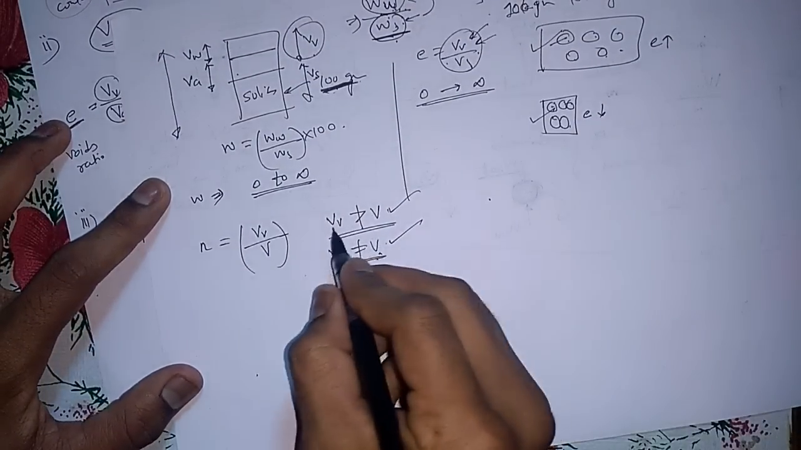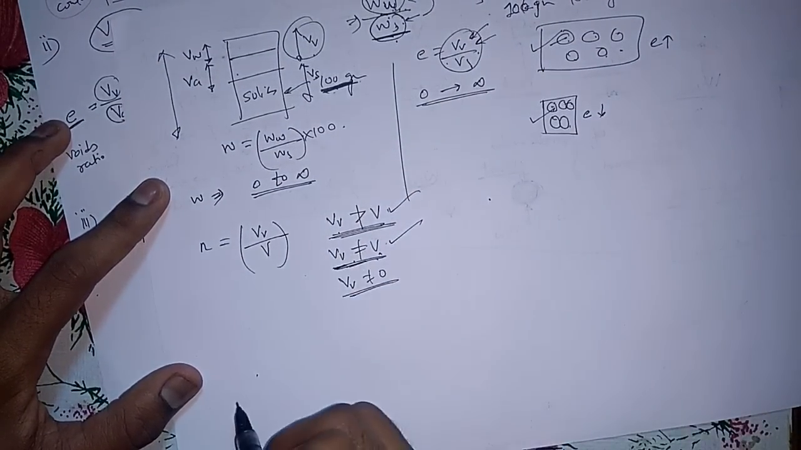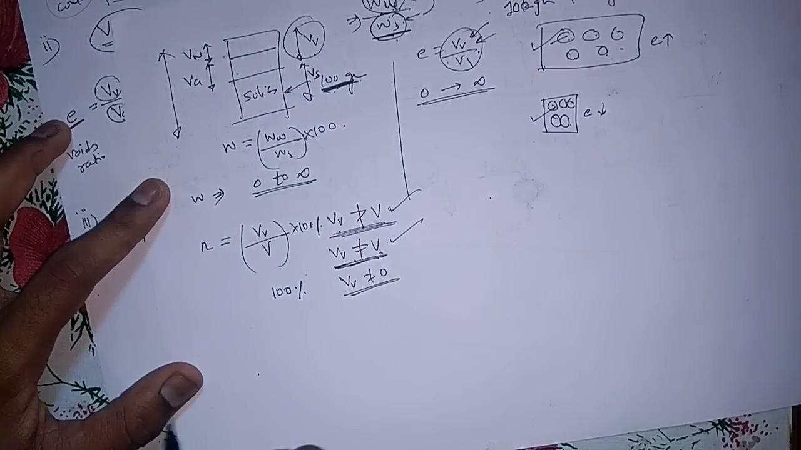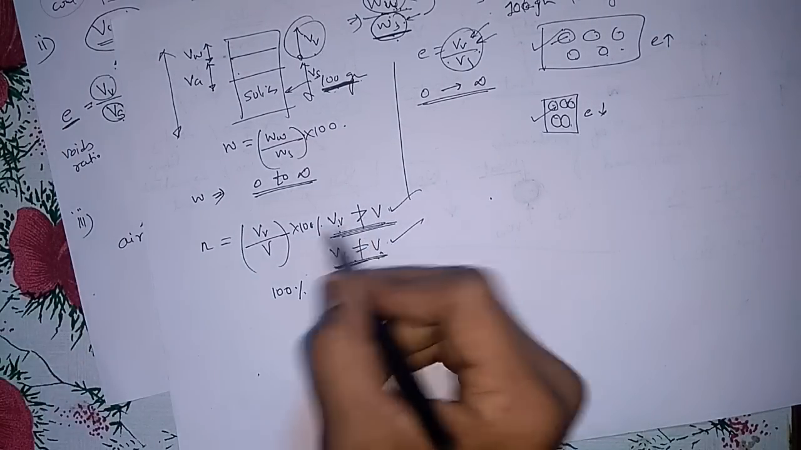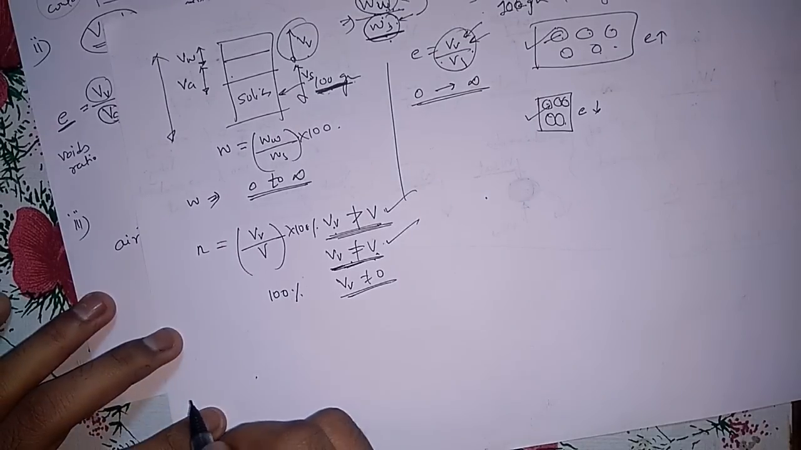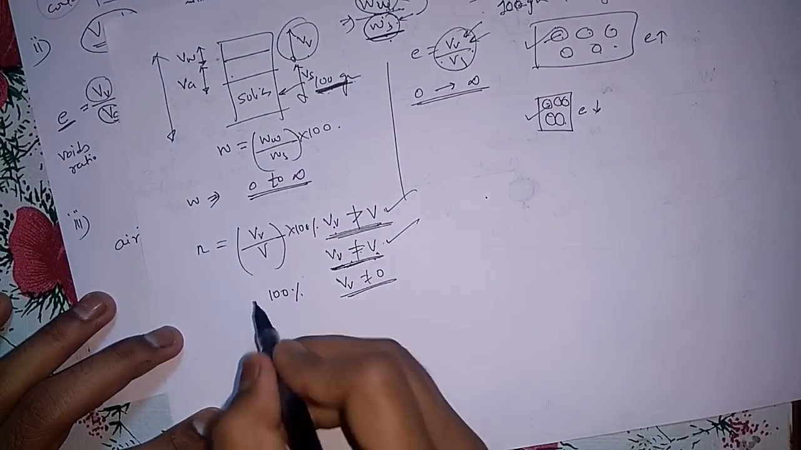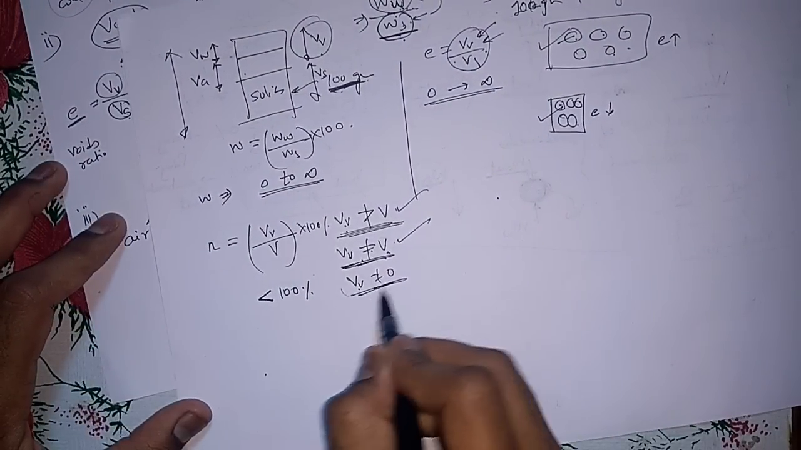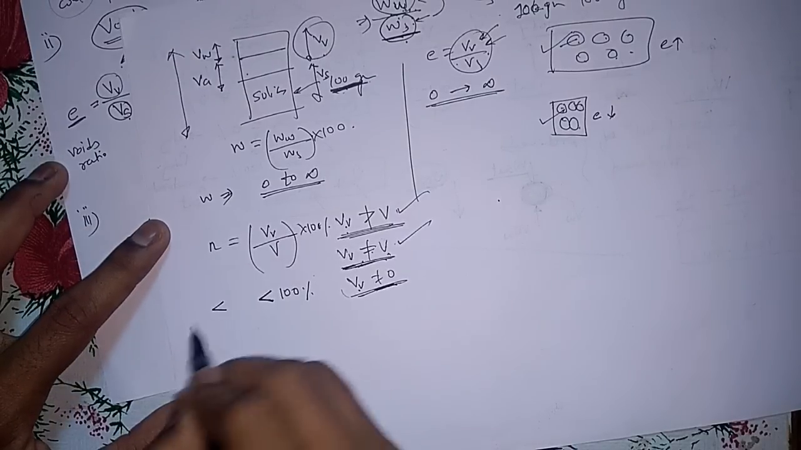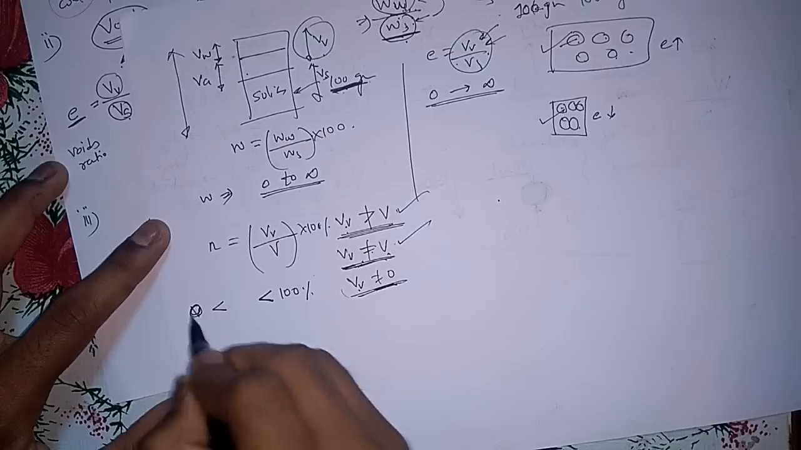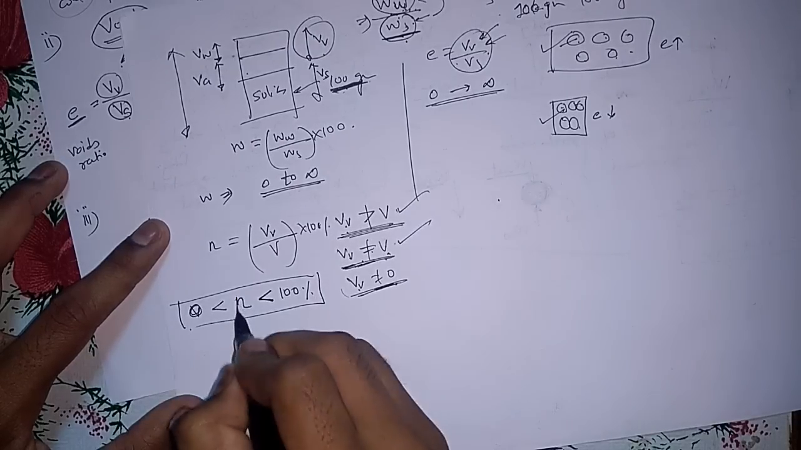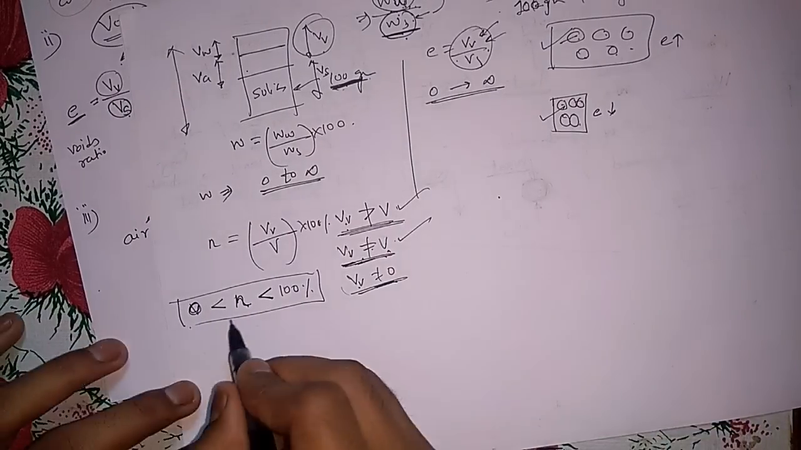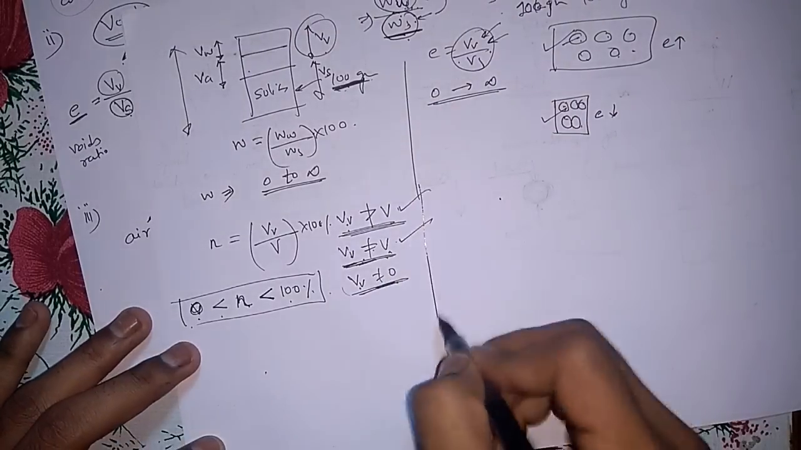So from these conclusions, if VV is not equal to V and not greater than V, then porosity cannot be greater than 100%, because if VV is not greater than V, then the ratio cannot be greater than 1. Now VV is not equal to V, therefore it is not equal to 100%. So it is only less than 100%, and VV is not equal to 0, so it is always greater than 0. So you can write here porosity. This is the range for porosity. Basically porosity cannot be equal to 100%, cannot be equal to 0%, but it can lie between 0 and 100%.